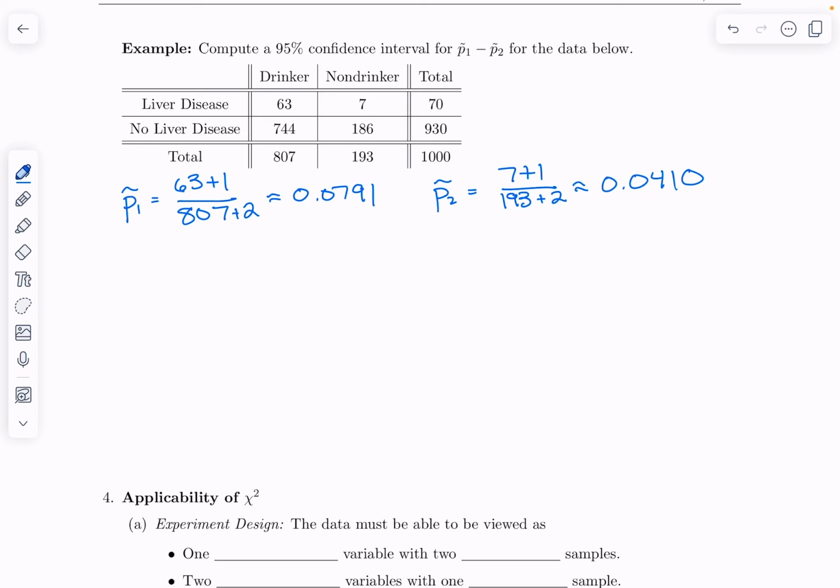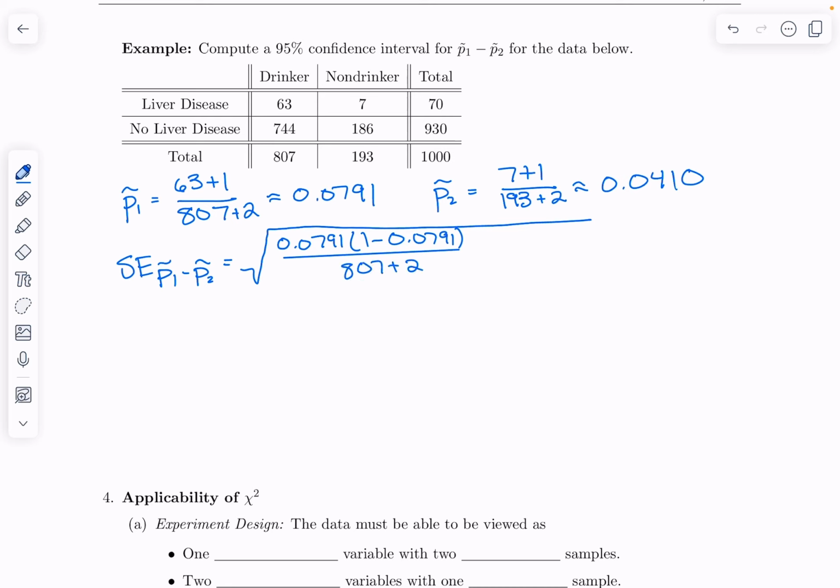Now that I have those two population proportions, I would then find the standard error for the difference between the two population proportions. That's going to be the square root of 0.0791 times 1 minus 0.0791 divided by 807 plus 2. And I'm going to add to that 0.041, that's the second population proportion, times 1 minus that, and I'm going to divide that by 193 plus 2. When I work that out, I get 0.01708. So the standard error for the difference in these two population proportions is about 1.7 percentage points.